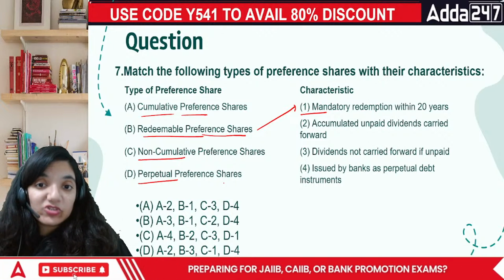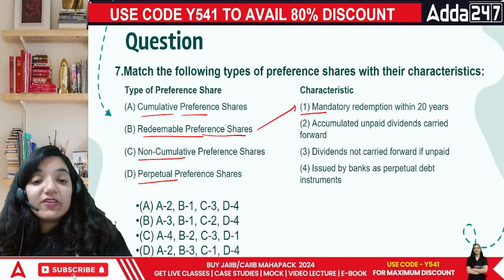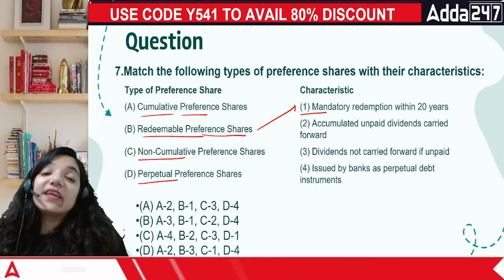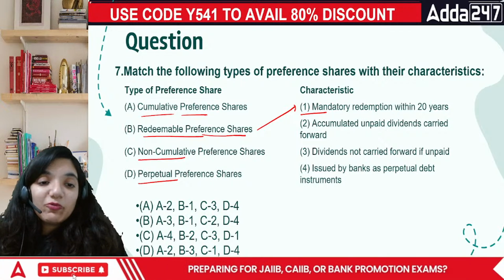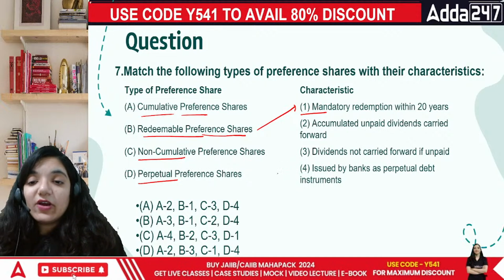That is one part that is clear. Now that the first part is over, match the following can be asked in the examination. Okay, so non-cumulative preference shares. Non-cumulative means your dividend does not get accumulated. So what would be the point, everyone? Dividends are not carried forward if unpaid.